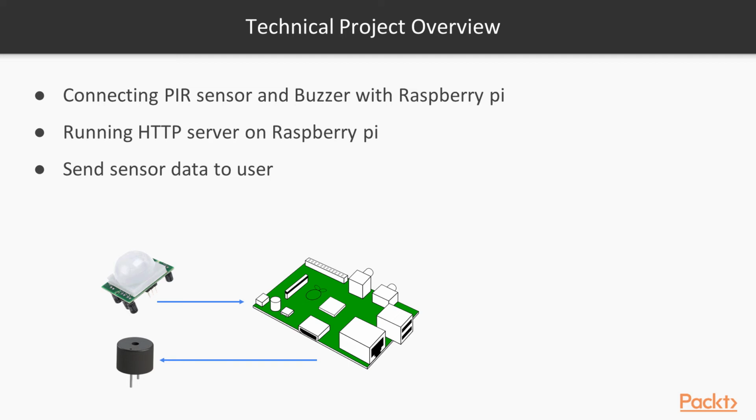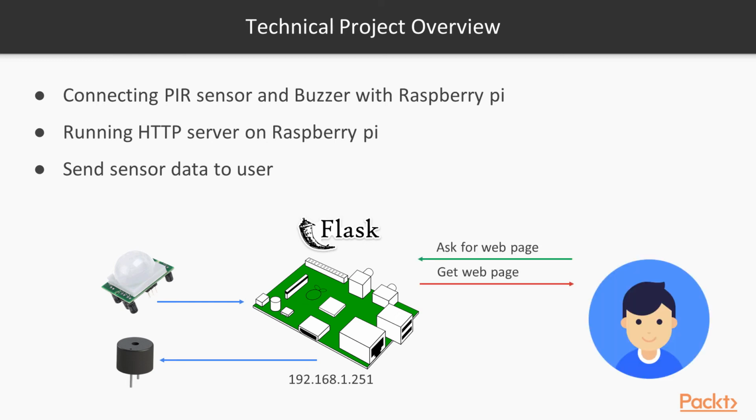Secondly, we will write a very basic Python Flask HTTP web server on the Raspberry Pi, which will run on our local Wi-Fi network. Let's say the local Wi-Fi router assigned the 192.168.1.251 IP address to the Raspberry Pi. Then the user can go to this address from his or her browser, request a web page, and as a response, they get a web page.